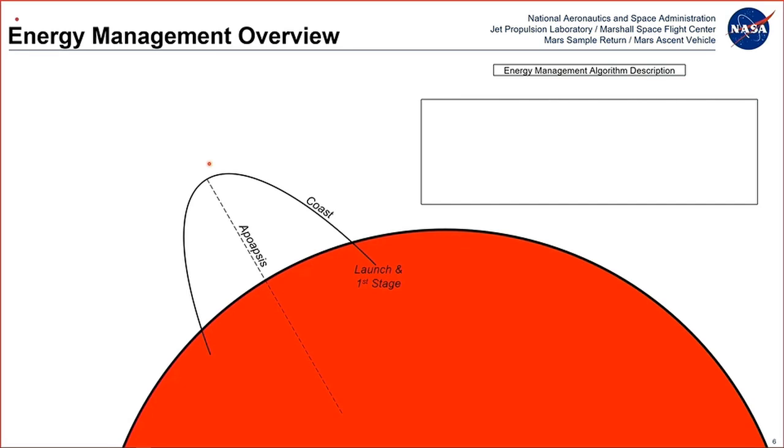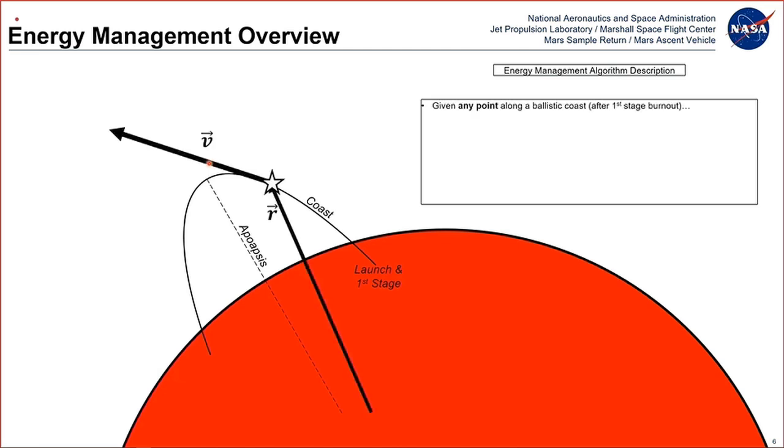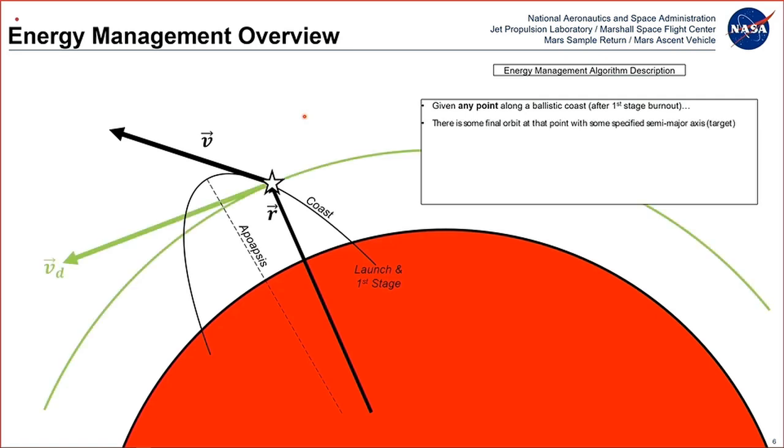But let's assume that we get into a ballistic trajectory and we are on our way coasting up to apoapsis after a successful first stage burnout. What we can do is take any generic point, any arbitrary point on this ballistic arc, assuming you're above the surface, and that arbitrary point will have some position and velocity. That's known to us. That's IMU data.